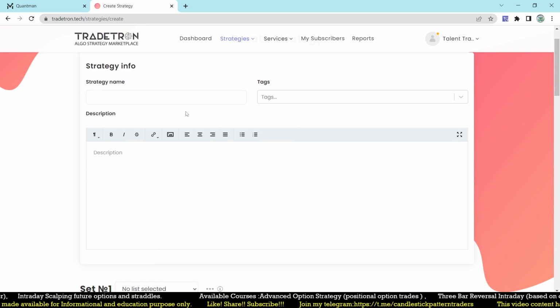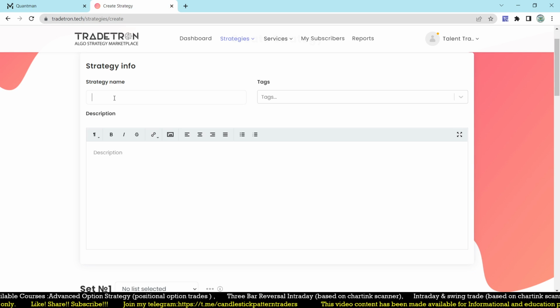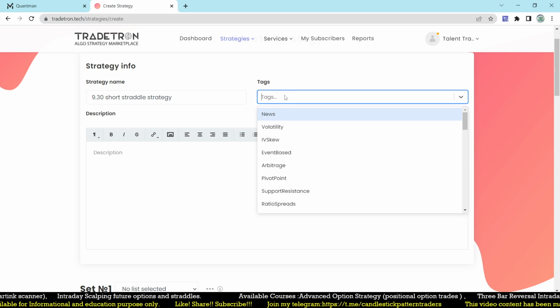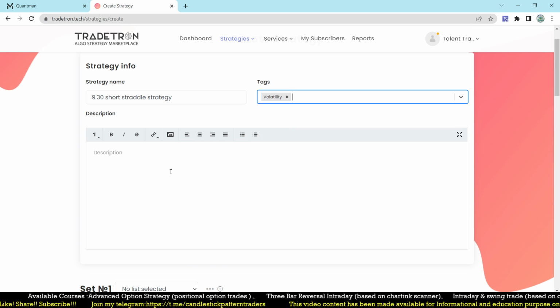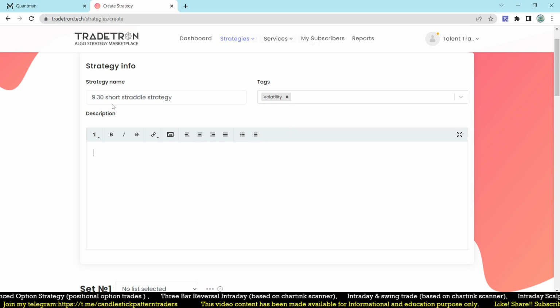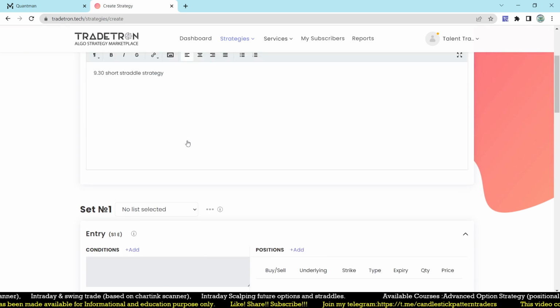First of all, for Bank Nifty, let me create a 9:30 short straddle strategy. Whatever tags you want, you can give. I have given arbitrage, and you can give a title and description. We are going to copy and paste the same, and exactly at 9:30 I'm going to take a sell option.